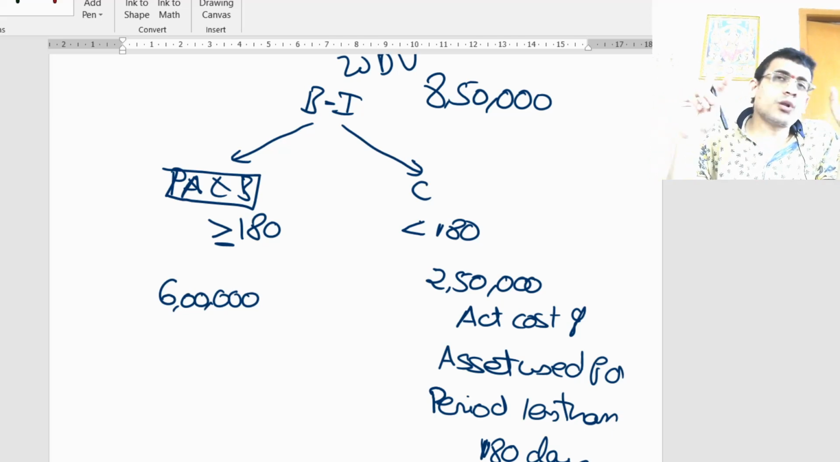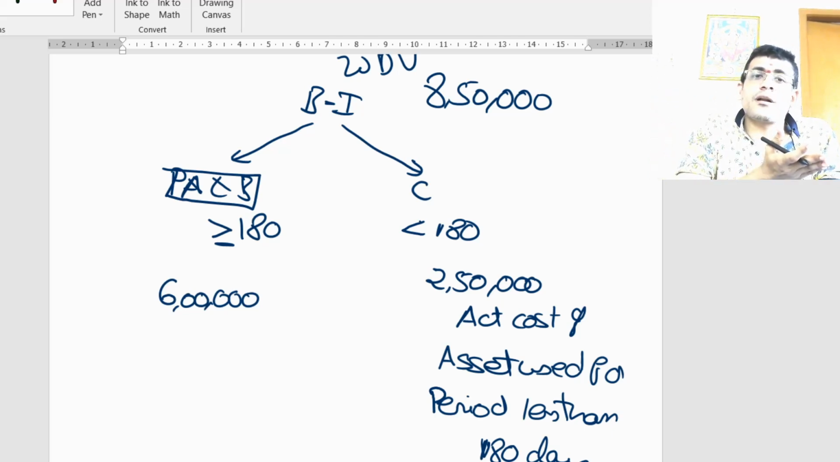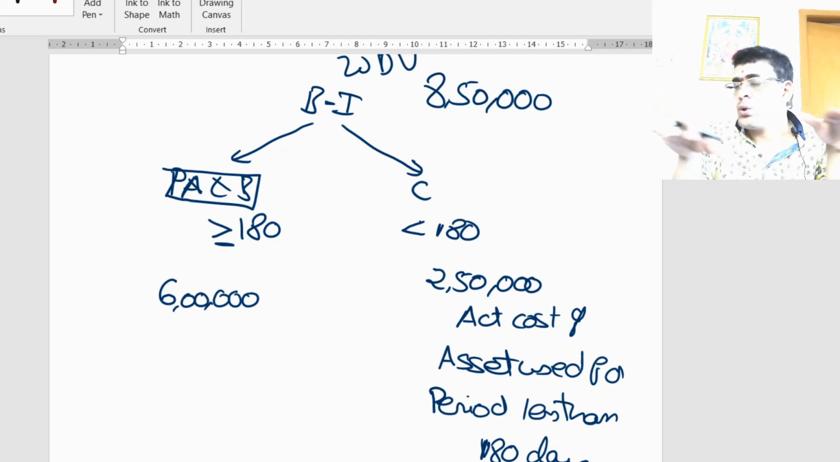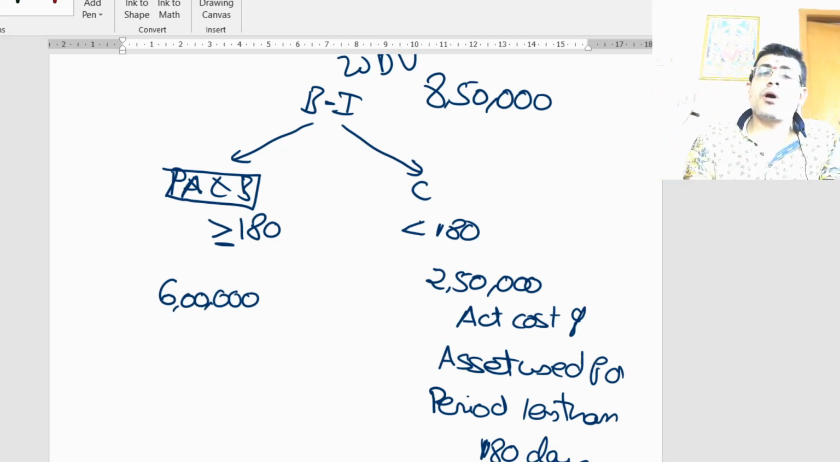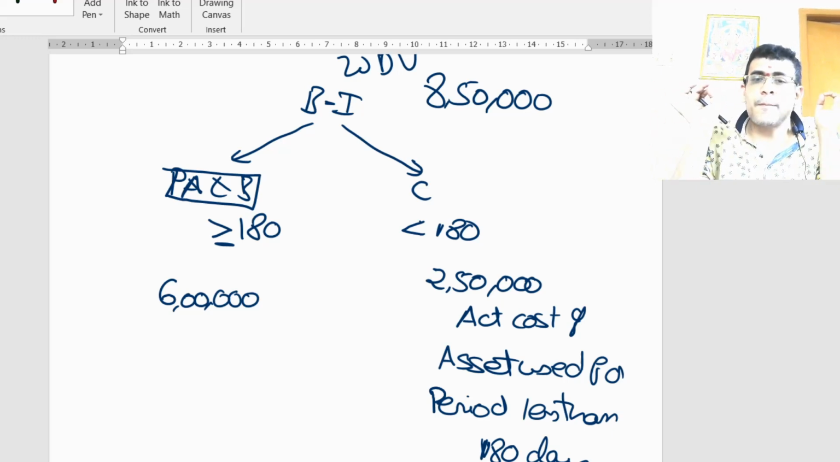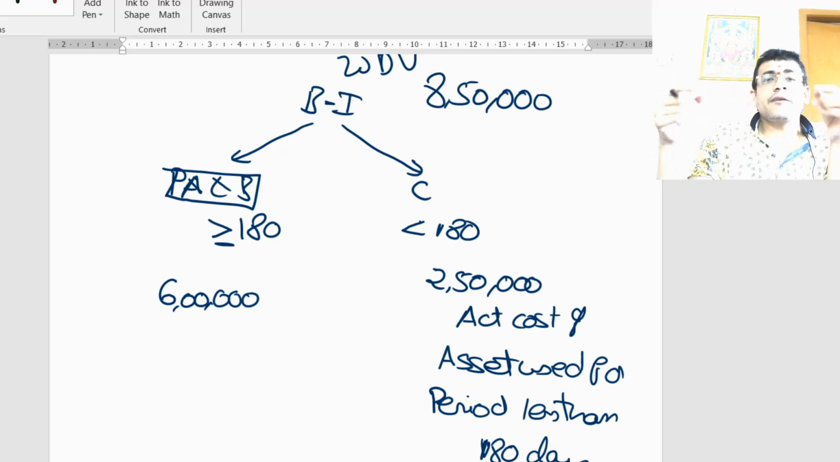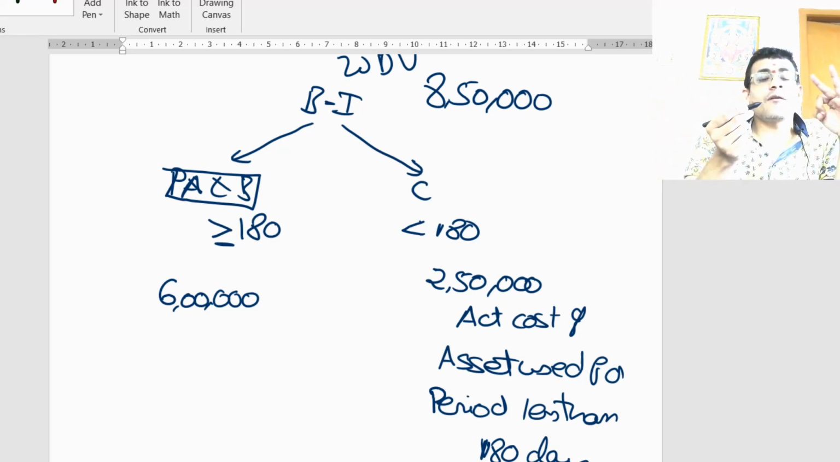Whenever you are having more than one asset and one asset is used for a period of less than 180 days and other assets is used for a period of more than 180, what I have to do? Compute the WDV of the block. Don't consider asset used for a period of more than 180, less than 180. Just simply calculate the overall WDV. So once you calculate the overall WDV, then what I have to do? Take the actual cost of the asset used for a period of less than 180 days as the WDV of that. Then the total WDV minus this gives you the WDV of the asset which is put to use for a period of greater than 180.